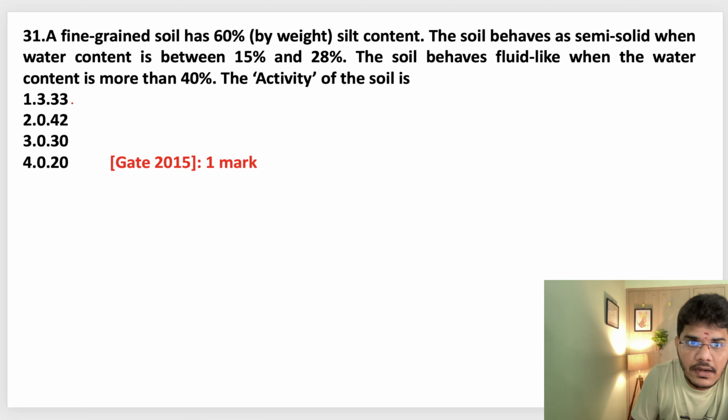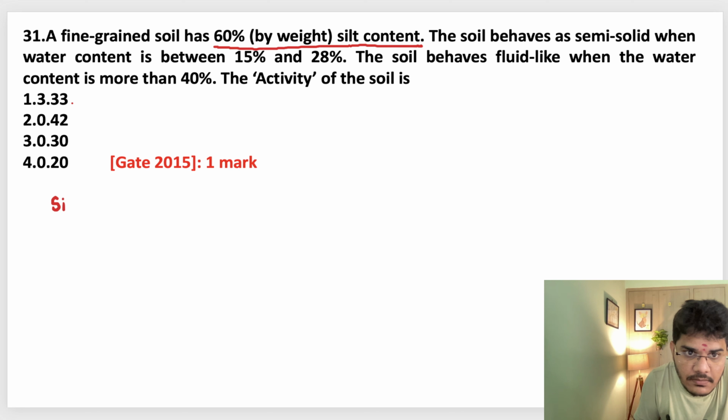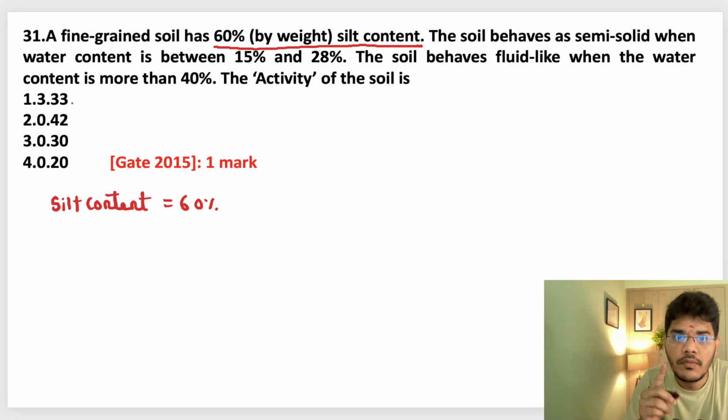A fine grained soil has 60% by weight silt content. So what has he given? Silt content is equal to 60%. I'm just noting down the values or the data which he has mentioned in the problem.